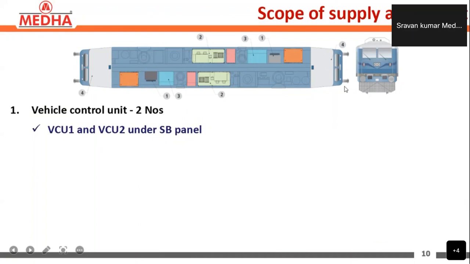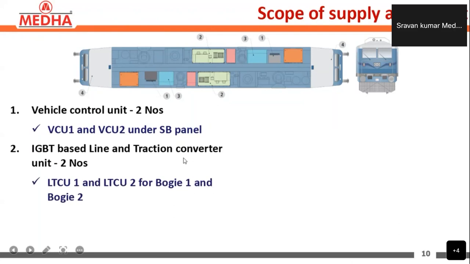Under the SB panel, in machine room 1, we have the VCU1. So the exact location you can see here. This is the vehicle control unit 1 location under the SB panel. And in the same way, here we can see the VCU2 under the SB panel 2, SB2.